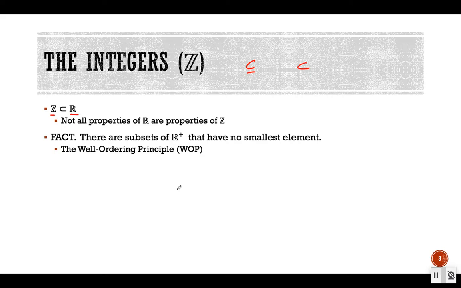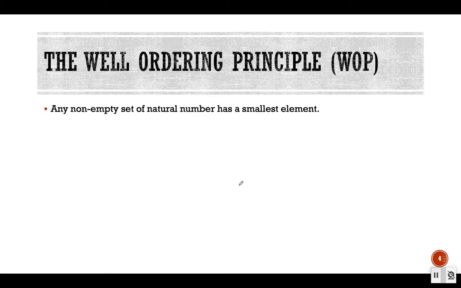And one fact of real number is that there are subsets of real number, even the positive real number, that don't have any smallest element. So this fact has a special name. It is known as well ordering principle.